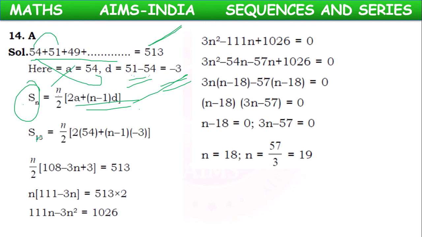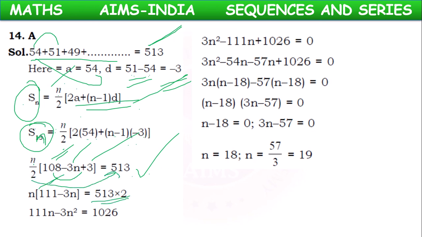Let's substitute the values here. Sn equals n by 2 into a value 54, n we don't know, d value minus 3. But the Sn value is 513. We can take n by 2 into 54, 108, minus 3 into n, minus 3n, minus 3 into minus 1, plus 3. So 108 plus 3 equals 111. This 2 will go to the right hand side. It will become 513 into 2, which is equal to 1026.